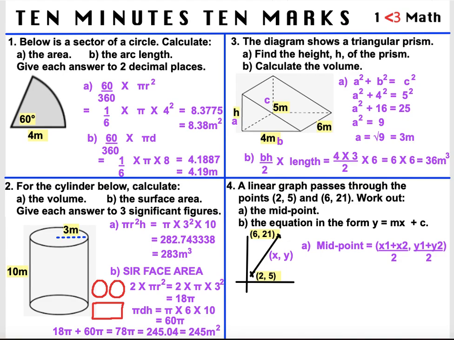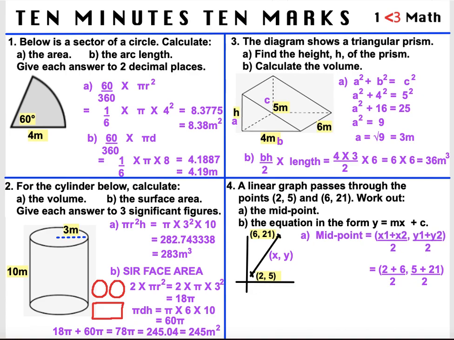So we're going to add the x values together, that's 2 and 6, and divide by 2. We're going to add the y values together and divide by 2, so that's 5 add 21 divided by 2. 2 add 6 is 8. Divide that by 2. That's going to give you 4. 8 divided by 2 is 4. For the y coordinates, 5 add 21 is 26. Divided by 2 is 13.